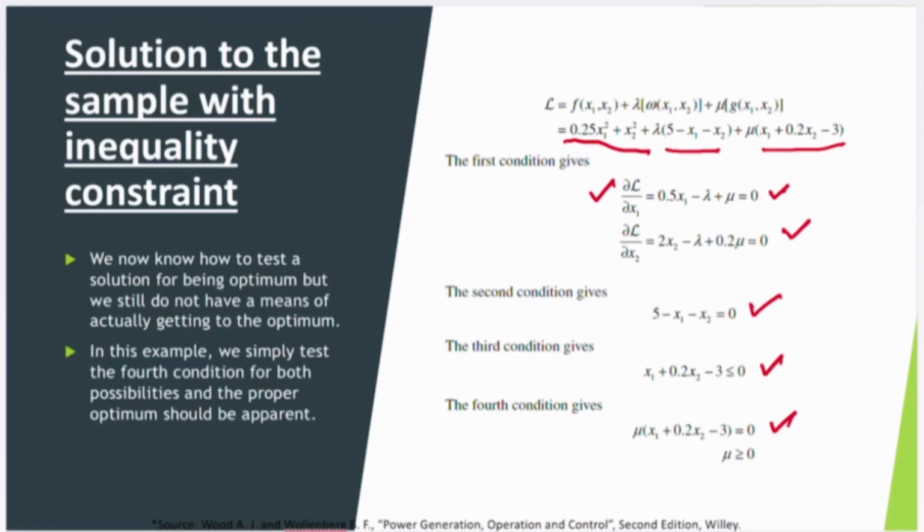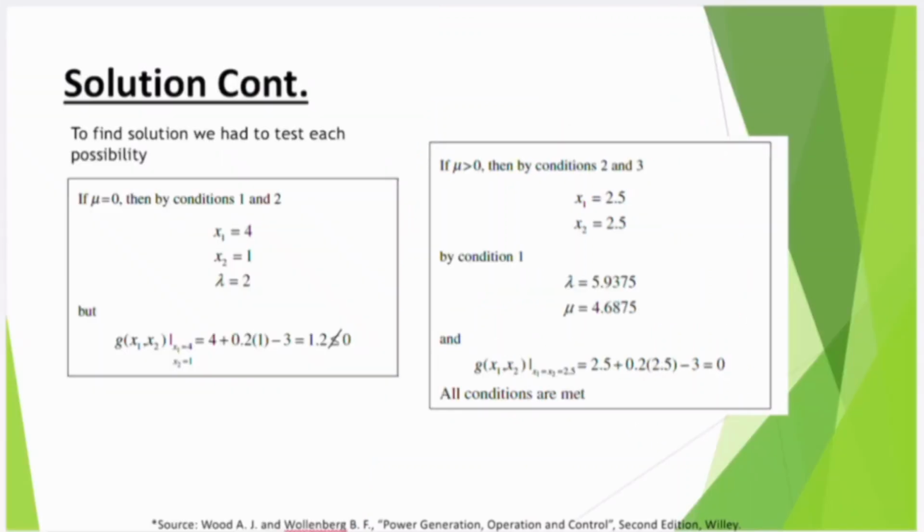So how do you solve? That is the bigger challenge here. First, you have to find a solution by trial. You substitute mu equal to 0, and then you get three solutions: x1, x2, lambda. Okay, and then you can keep on changing the value of mu to different values, you get different solutions, and when all the conditions are met, then you conclude what the solution is.